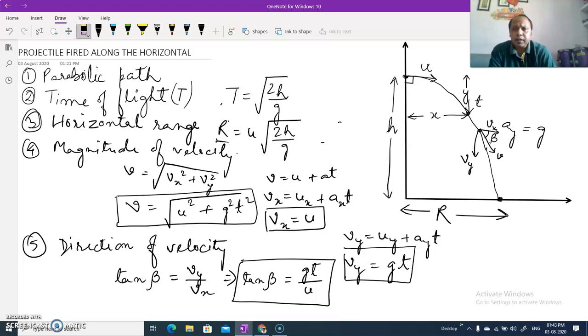So you can see here, these are the different values which we have obtained. First of all, we have proved that the path is parabolic in nature. Secondly, we have calculated the time of flight, which is root over 2h upon g. Then the horizontal range, which is u into root over 2h upon g. Then the magnitude of velocity, which is root over u square plus g square t square. And lastly, the direction beta, tangent beta is gt upon u. So I hope these are very clear to you.